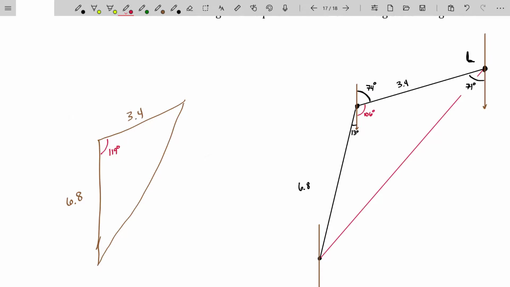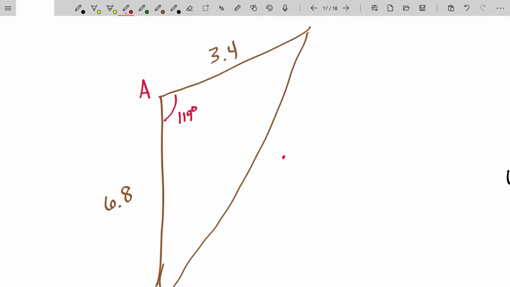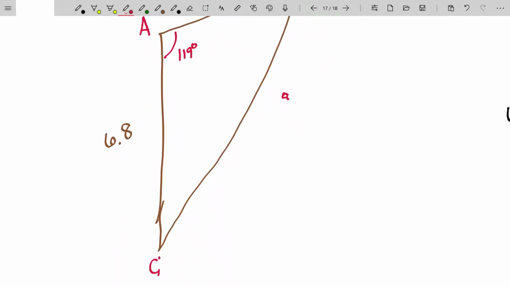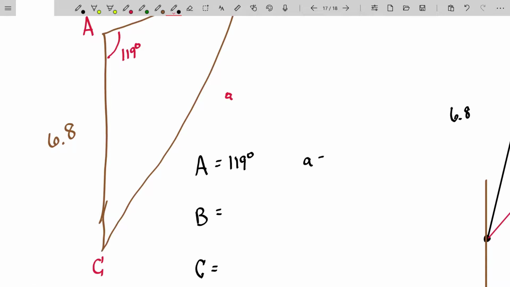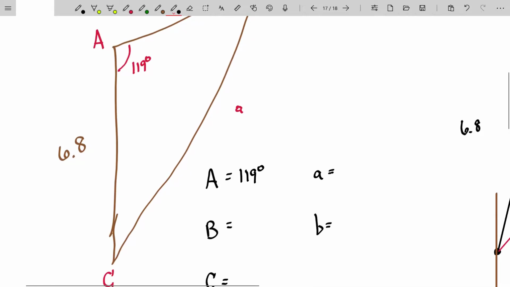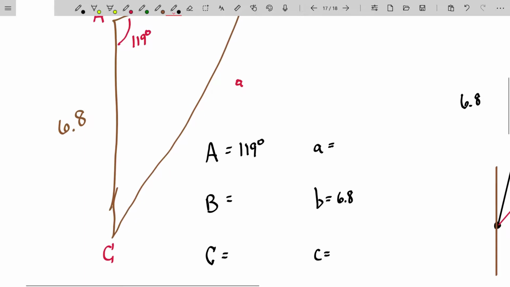Now that I've done that, I can just focus on this triangle and solve it. I want to find this distance right here. I'll call this angle A, so this is side A. I'll call this angle B and this angle C. It actually doesn't matter how you label them. Just building my little table of values here: angle A is 119, side A we don't know. Side B we do know because that's opposite angle B, so that'll be 6.8. And side C is opposite angle C, which is 3.4.